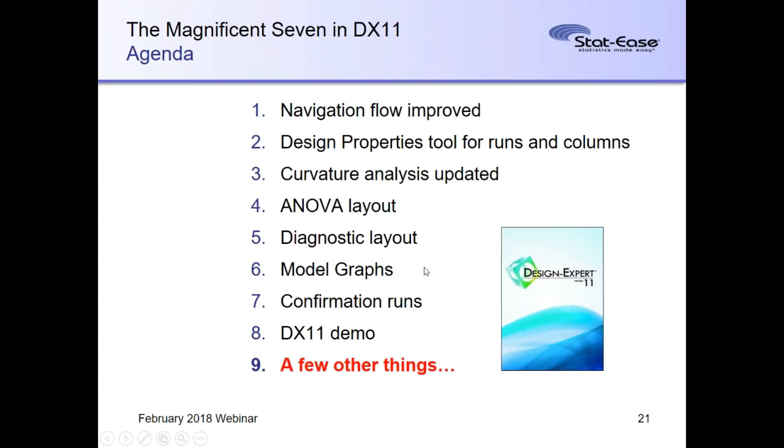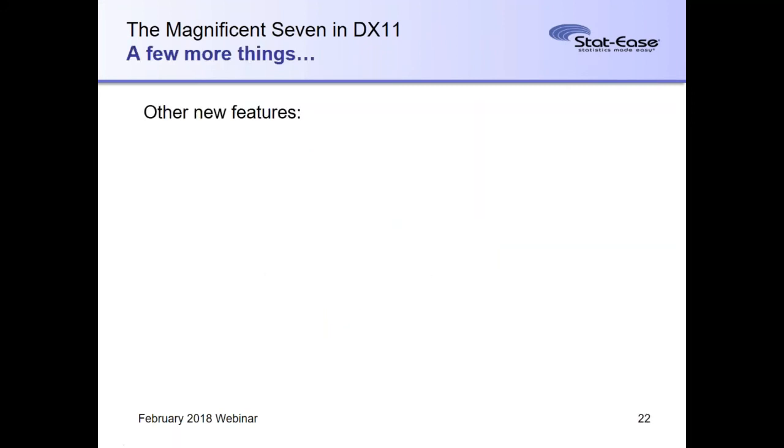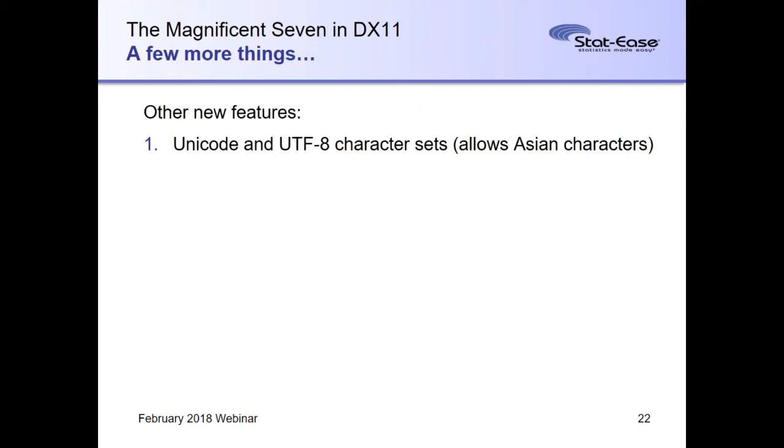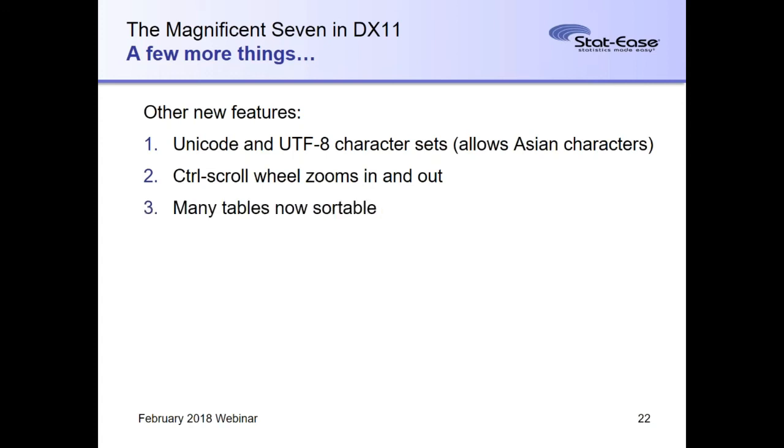Okay, so a few other things, some other new features. We have implemented Unicode and UTF-8 character sets. This allows Asian characters to be used. Really, really nice for all of our international people. The control scroll wheel will zoom in and out. So if you're using a mouse, try the control scroll or try the scroll wheel, and you will find that it can help you make the text larger if you need that, or help you see more detail on the graphs. I mentioned that many of the tables are now sortable.